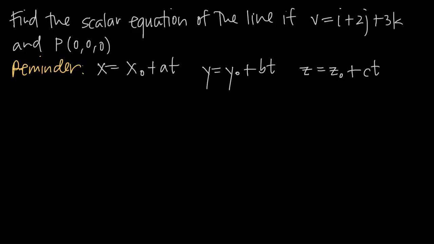In this video, we're talking about how to find the scalar equation of a line given a vector equation and a coordinate point that the line passes through. So we have the vector equation v equals i plus 2j plus 3k.